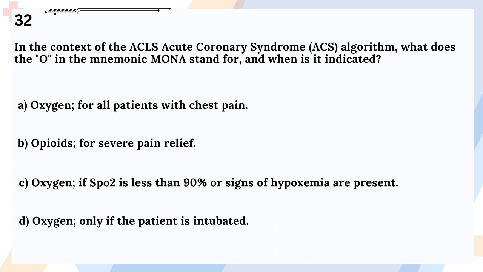Question 32. In the context of the ACLS acute coronary syndrome, ACS, algorithm, what does the O in the mnemonic MONA stand for, and when is it indicated? A. Oxygen, for all patients with chest pain. B. Opioids, for severe pain relief. C. Oxygen, if SpO2 is less than 90% or signs of hypoxemia are present. D. Oxygen, only if the patient is intubated.